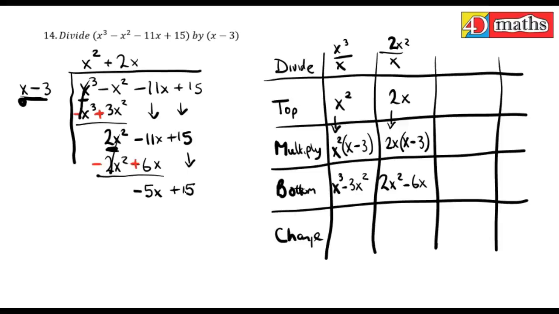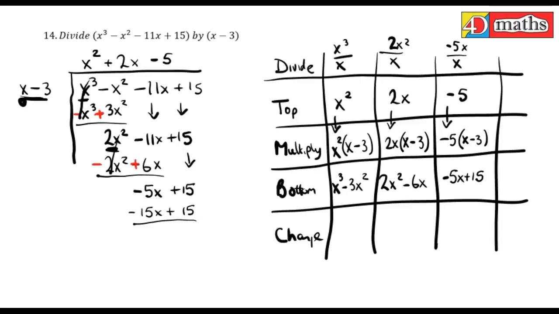So we do this process one more time. We divide again. So what do we divide? We divide the first thing by x. So it's minus 5x over x. And we get minus 5. So that's what goes up on top. Draw my arrow, minus 5. It's going to be multiplied by x minus 3. So you get minus 5x plus 15. That goes in on the bottom. You draw a line. And you change the sign. So this becomes a plus and this becomes a minus.